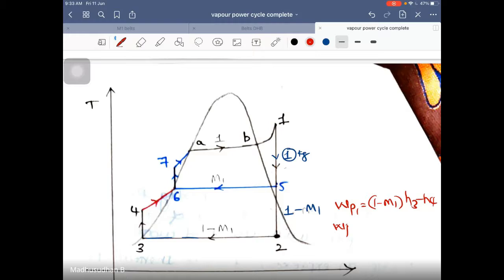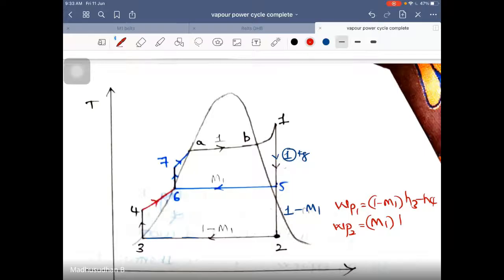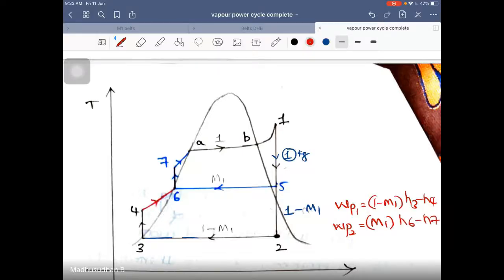WP2, which is the second pumping work? This is the second pumping work. How will you calculate it? M1 into H6 minus H7. Next, what is the heat added, the heat supplied here?